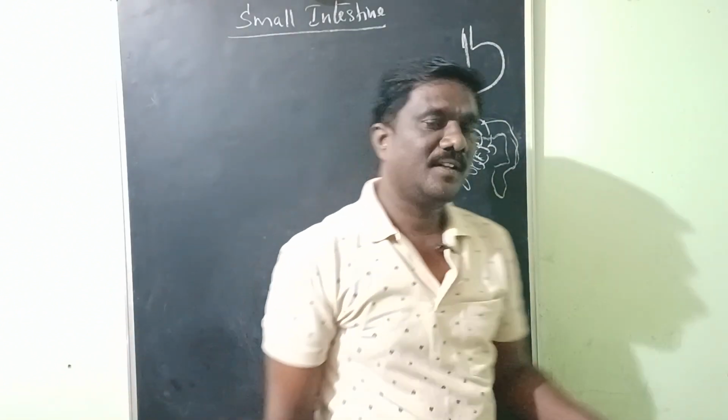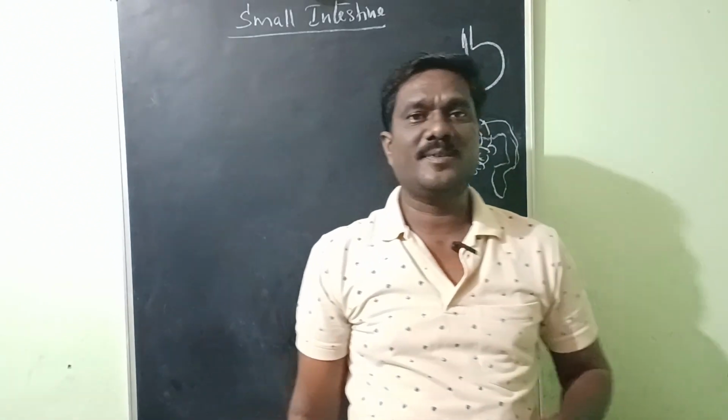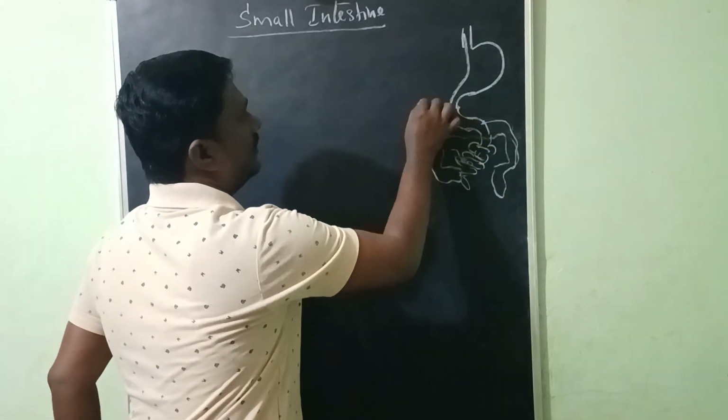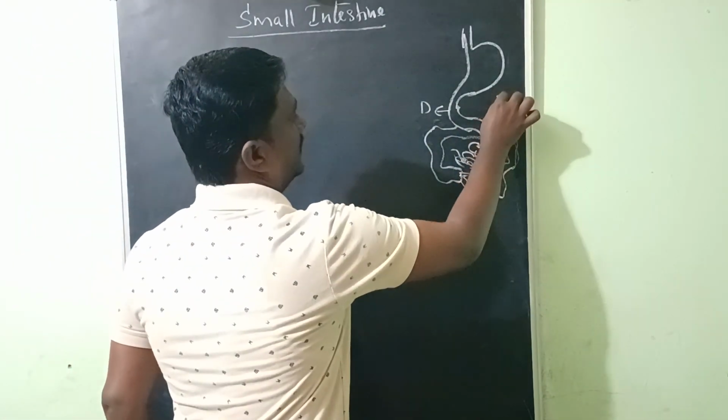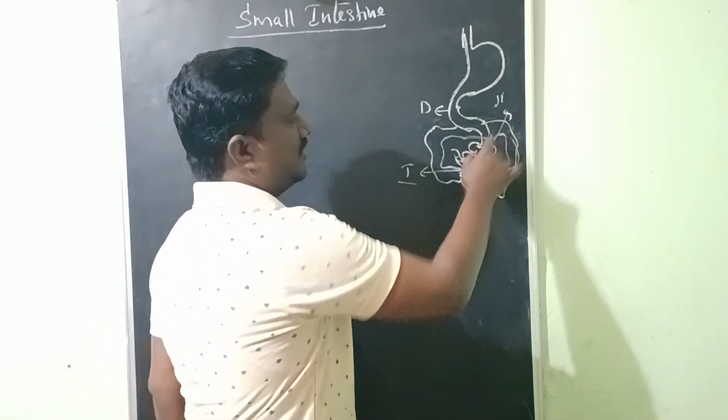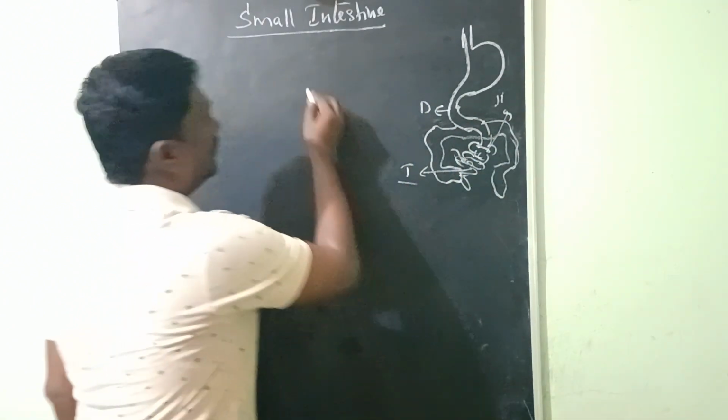Our small intestine is nearly 6 meters long. It is divided into three parts: the duodenum, the jejunum, and the ileum. Duodenum, jejunum, and ileum. First is the duodenum.